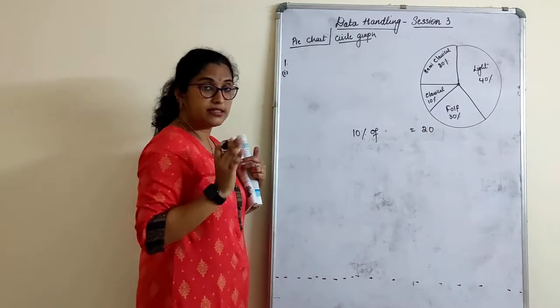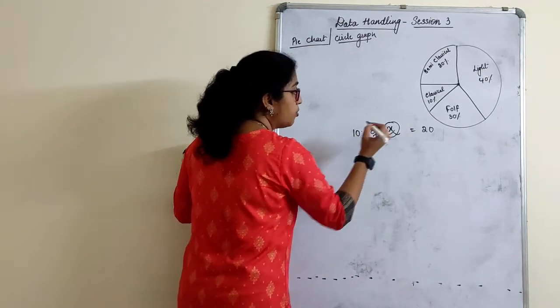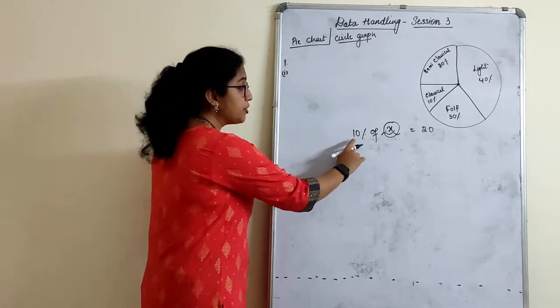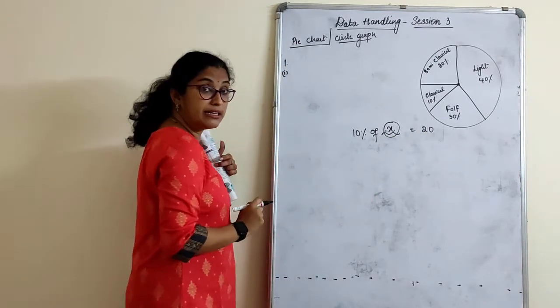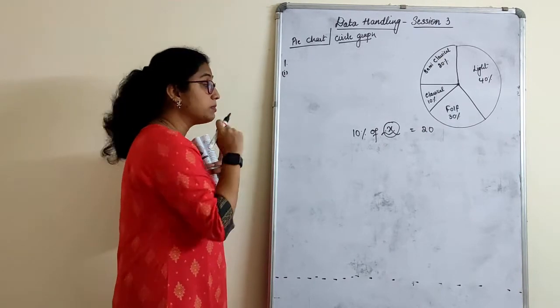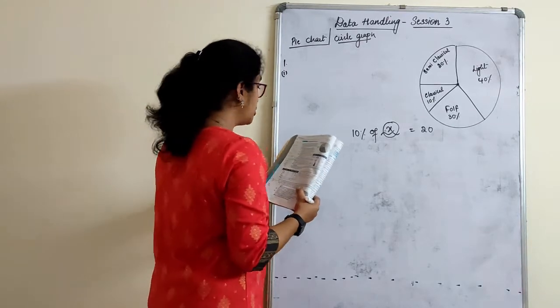If I know that 10% of the total is 20, I can find the total, but I don't know how many were surveyed. So this unknown X I have to find out first. 10% of this total crowd is nothing but 20, but what is that total crowd? That X we have to find out. Very clear about the question here.